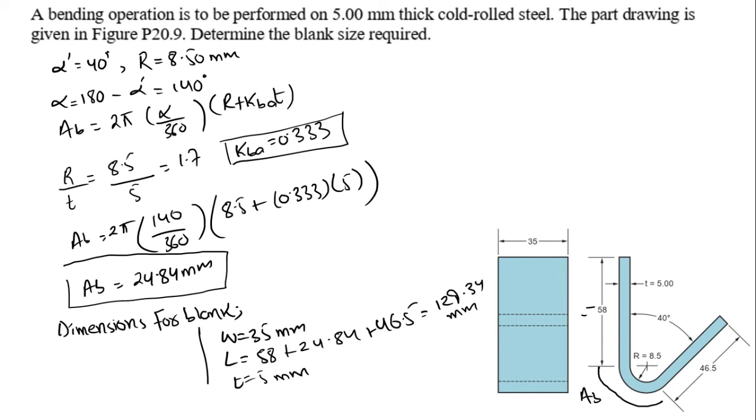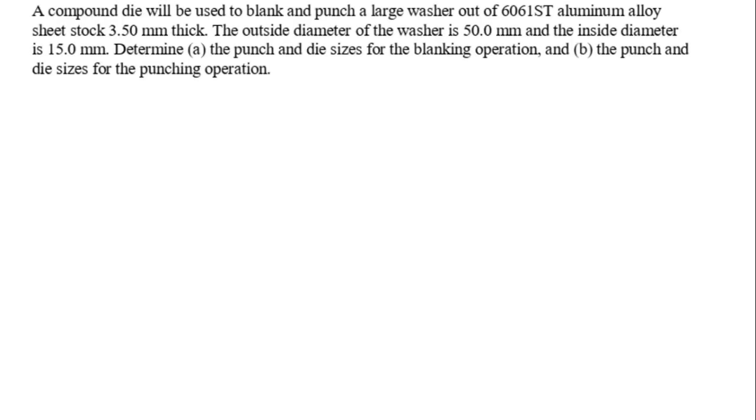Now move on to the last numerical for this lecture: a compound die will be used to blank and punch a large washer out of 6061 ST aluminum alloy sheet with a stock thickness of 3.5. The outside diameter of the washer is 50 mm and the inside diameter is 15 mm. Determine the punch and die size for the blanking operation and the punch and die size for the punching operation.